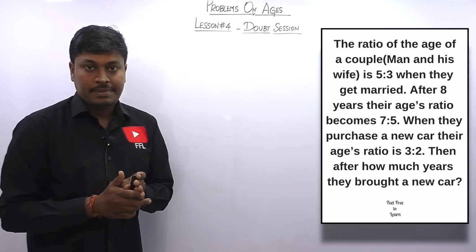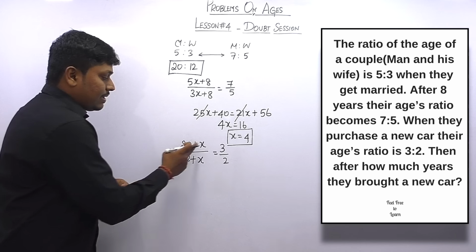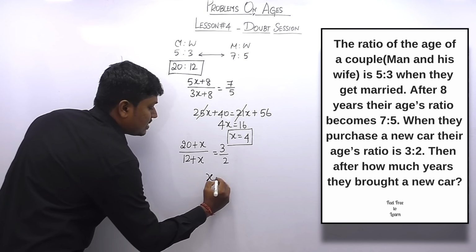So friends, got the logic, right? At the time of marriage, the man's age is 20, the wife's age is 12. After some years they purchased a car, and then the age ratio is 3 divided by 2. So let me keep it as x, right? So this can be easily cross multiplied. So 20 into 2 will be 40. 12 into 3 will be 36. 3x minus 2x will be x. So x is equal to 4.